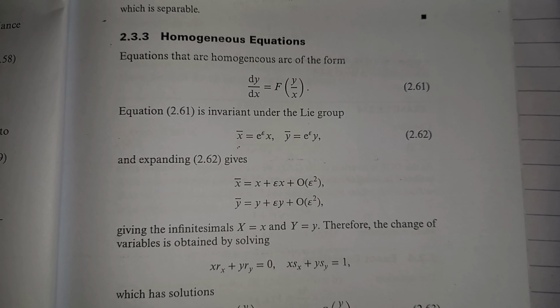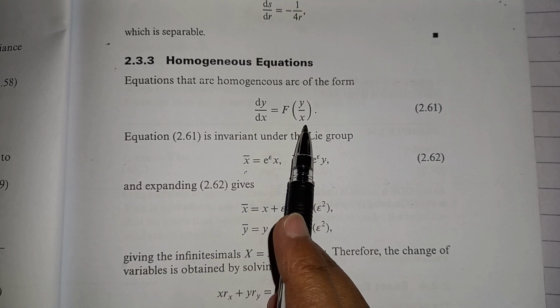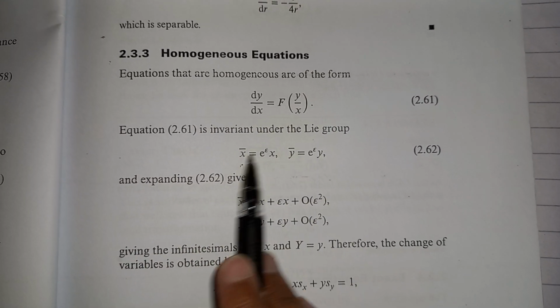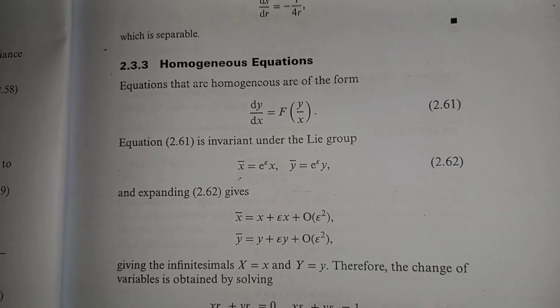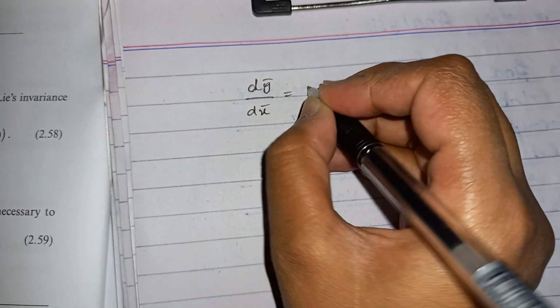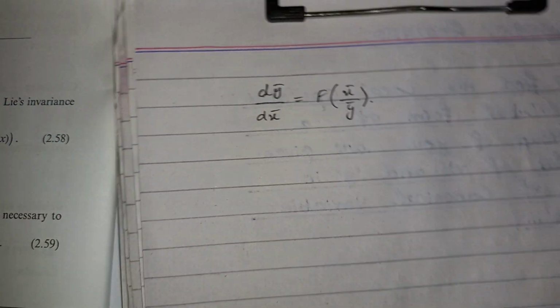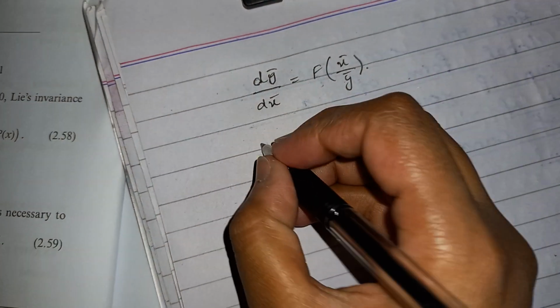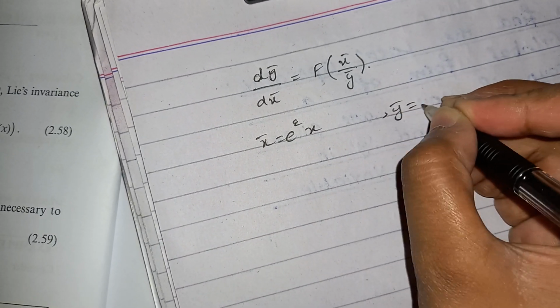Now students, let's start. First of all, this is the homogeneous equation that is given by this one, and this is invariant under the Lie group that is given by this. Now students, if you want to check the invariance of this condition, you can write it as dy bar divided by dx bar is equal to f of x bar divided by y bar. As you know, the Lie group is given by x bar is equal to e raised to power epsilon x, and y bar is equal to e raised to power epsilon y.